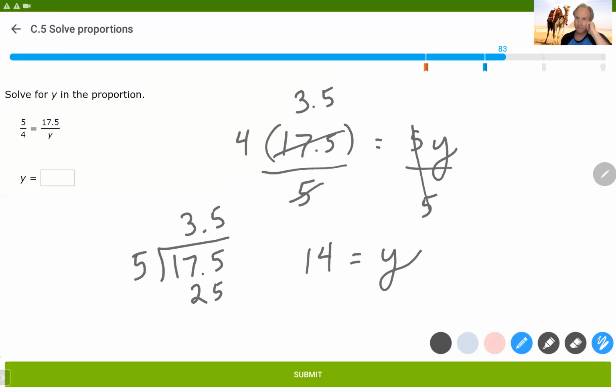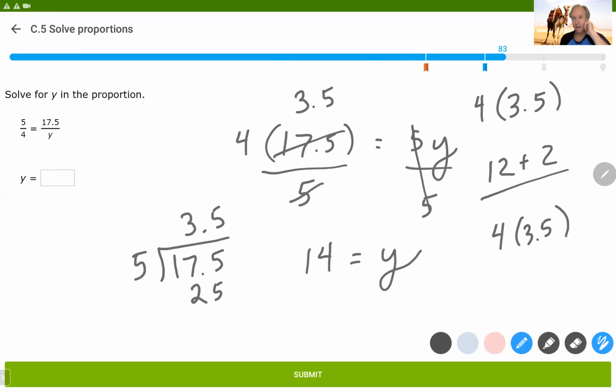When I multiplied the 4 times the 3.5, what I was doing is I was multiplying the 3 times the 4, which gave me my 12, and the 4 times the half, that's 0.5, and getting the 2, which is 14. Another way to do 4 times 3.5 is called the double and half method. If I double this and take half of that, half of 4 is 2, and double 3.5 is 7. When I multiply those together, I get 14. So either method works really nicely for that. And so the answer, of course, is 14.